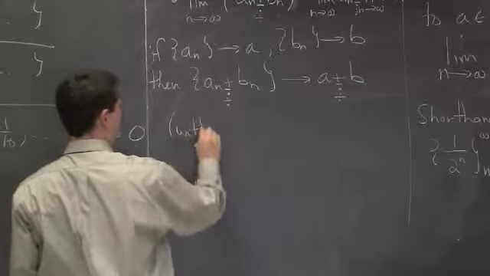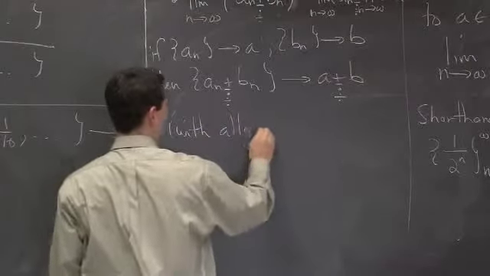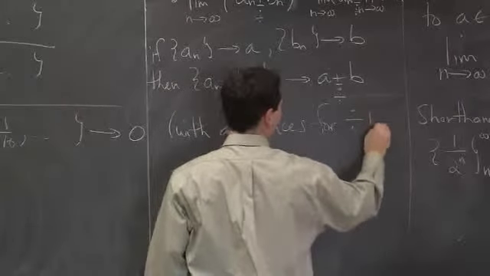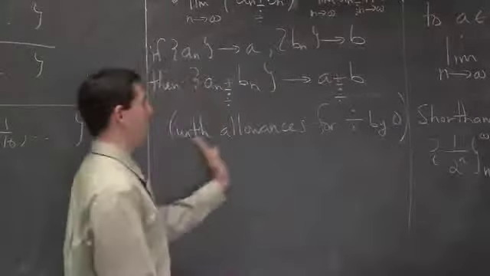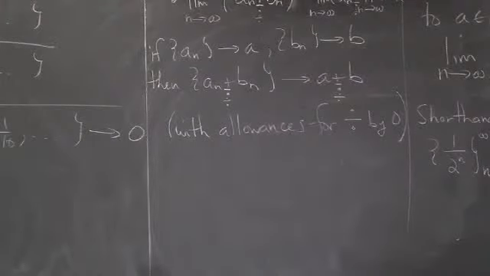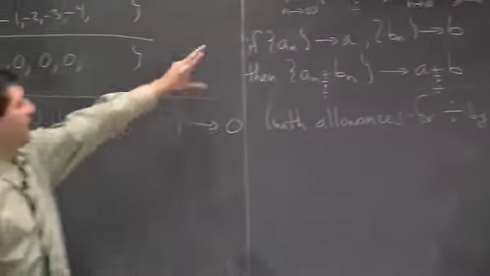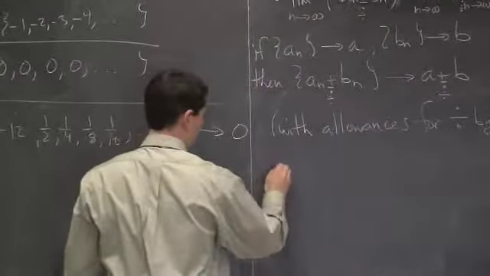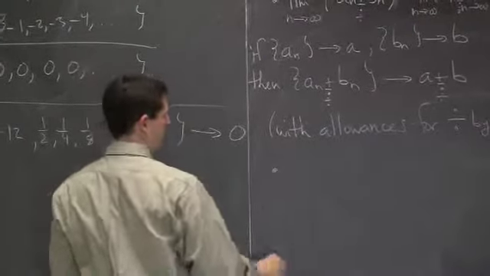So let's just say, with allowances for division by 0. Here I just mean you have to make all these little assumptions we just talked about: bn doesn't converge to 0, and there's no problem otherwise. So this is very nice. It works exactly the way you would want it to.